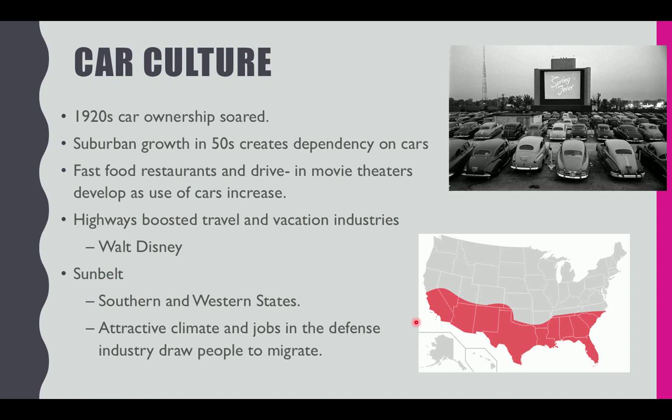The Sun Belt. The Sun Belt is going to be this red area on the map down here. And it's because of the sun, the weather. So these are southern and western states that people are now going to move to because they have an attractive climate, and jobs are going to be popping up all over the place in the defense industry, which pushes people to go ahead and migrate to the Sun Belt.